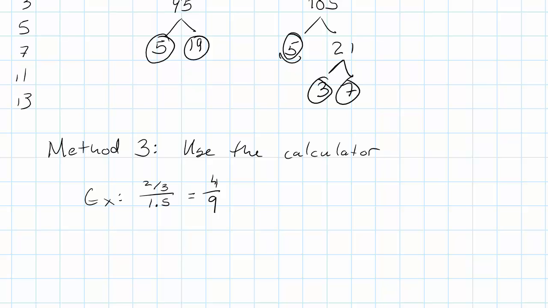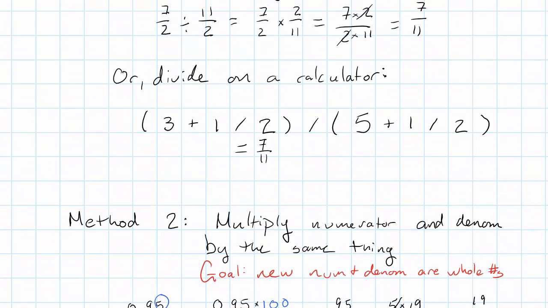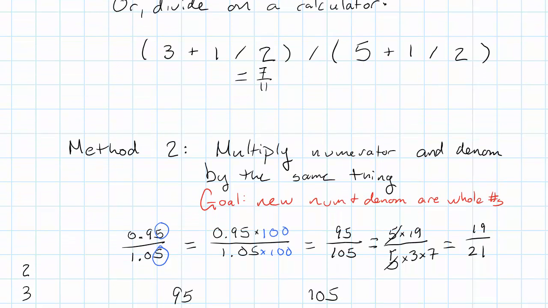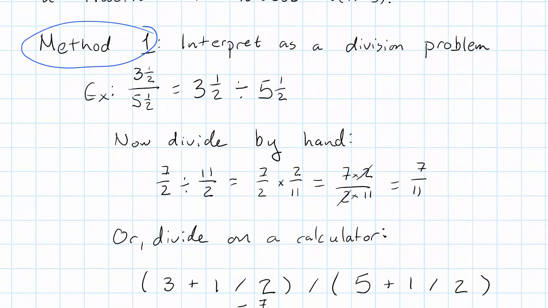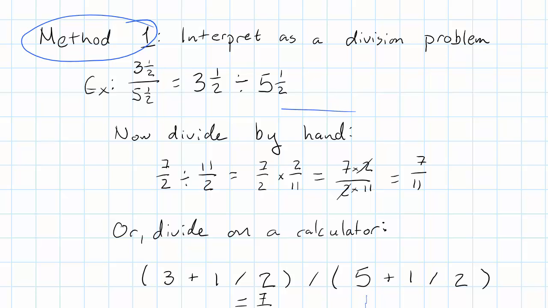Any of these methods are totally fine. If I ask you to simplify by hand, I want to see method 2 or method 1 and see you divide by hand.